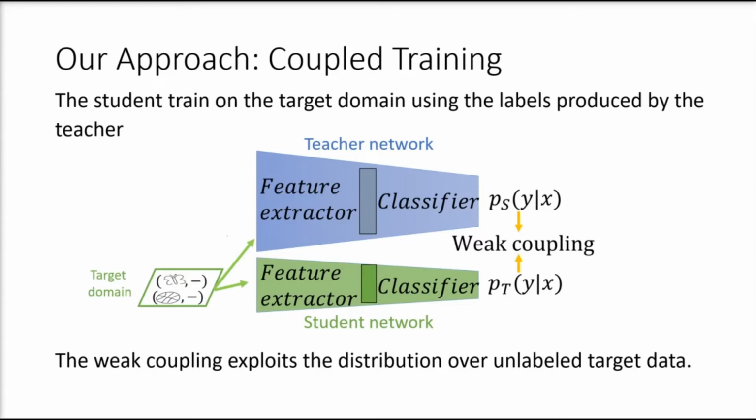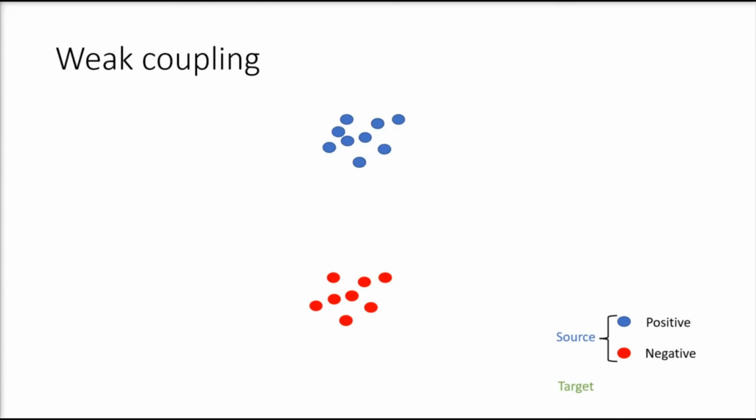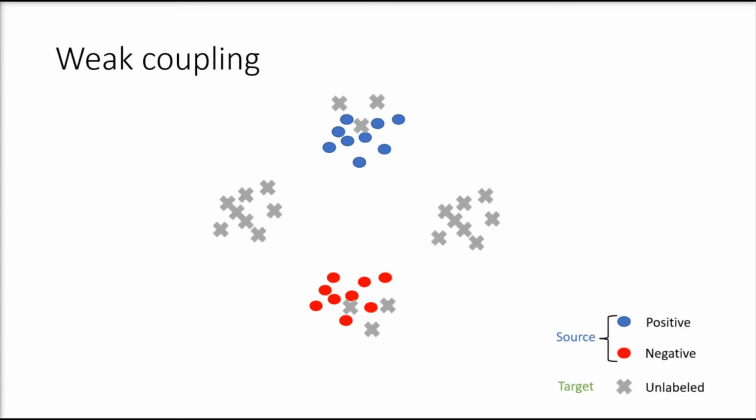In our paper, we showed that weak coupling exploits the distribution over unlabeled target data. Let me illustrate that. Let's say we want to train a classifier to classify the blue dots from the red dots. This will be the source domain. And assume there are also some unlabeled samples, gray X's, as a target domain.